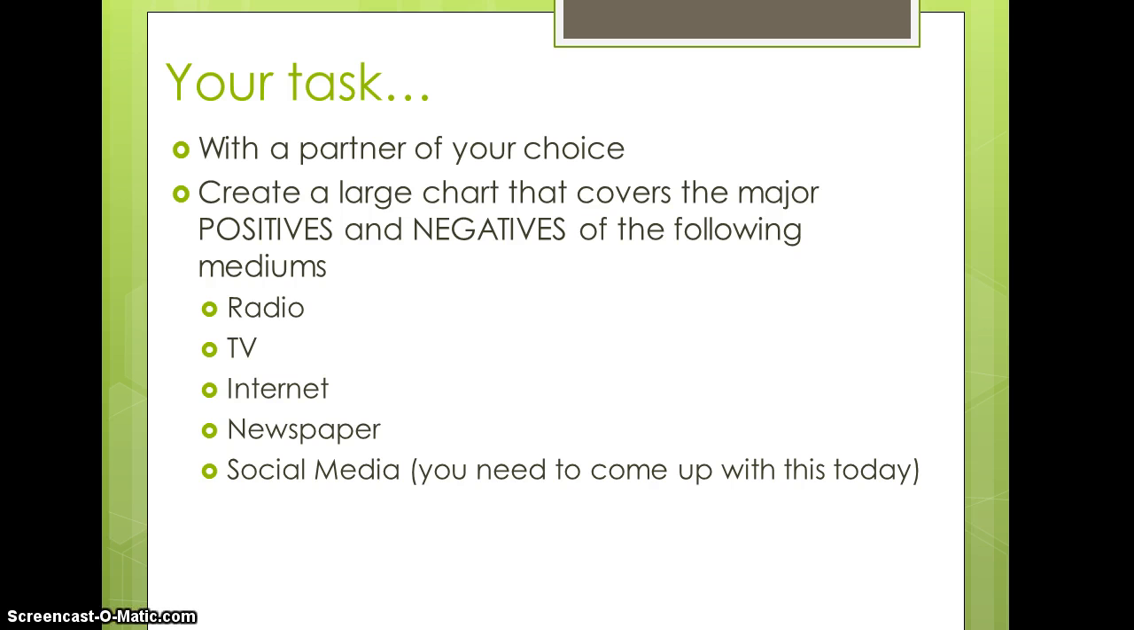There's two tasks today. You're going to be able to do this task with a partner of your choice. The first task is to create a large chart that covers the major positives and negatives of the following mediums. You'll need to do a chart on radio, TV, internet, newspaper, and social media. Social media, we've discussed in class briefly whether or not it's a medium, but you don't have any of this in your article or on your media diet poster that you created in your media literacy packet. So you'll need to come up with your partner some positives and negatives based on what we talked about in class and also based on your own thinking.